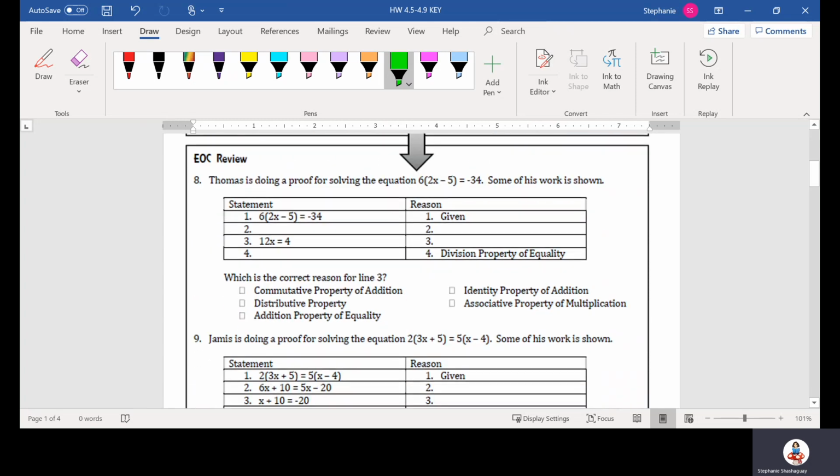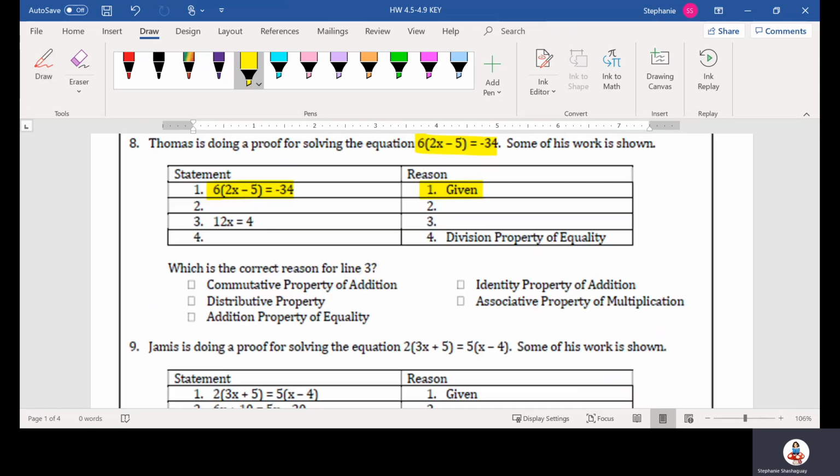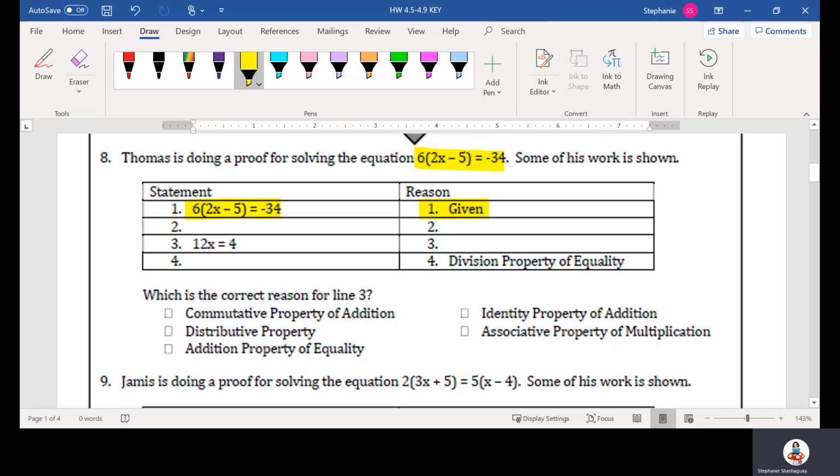So let's look at number 8. It says Thomas is doing a proof for solving the equation 6 multiplied by 2x minus 5 equals negative 34. Some of his work is shown. So all we did was take this first equation and put it in. And our first step when doing a proof is always going to be given. Okay, for number 2, what would we do next?